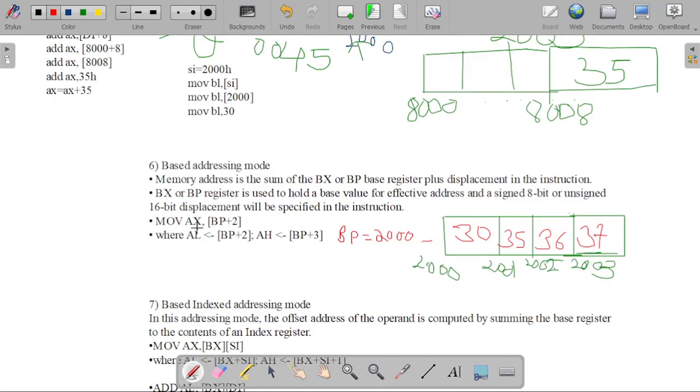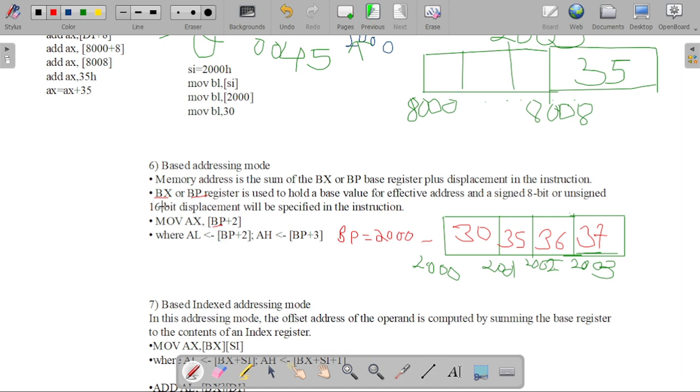The next type of addressing mode is base addressing mode. Here we are considering the base address of our 8086 microprocessor. The base address registers are BX and BP. BP stands for base pointer, and both of these are 16-bit registers. So whenever I am writing the instruction MOV AX, [BP plus 2], here the base pointer register is available.